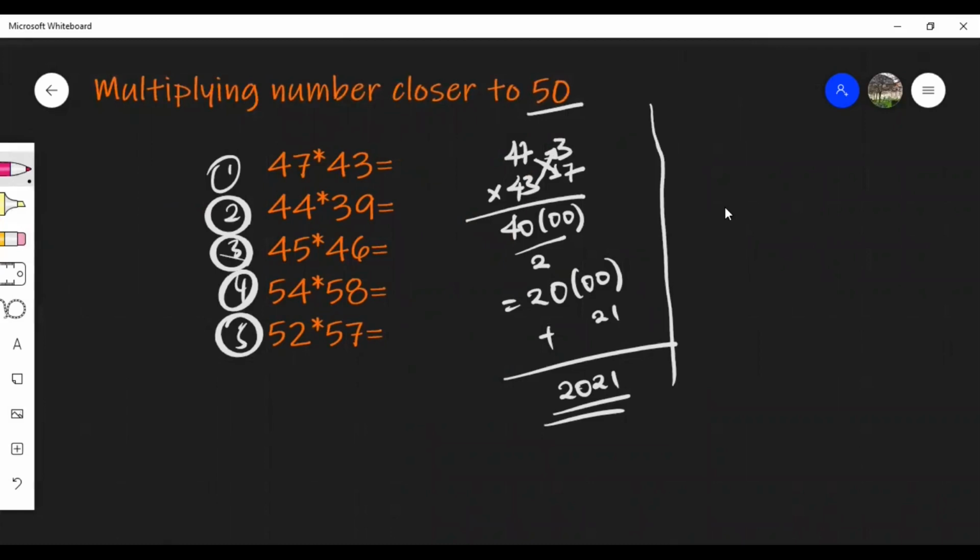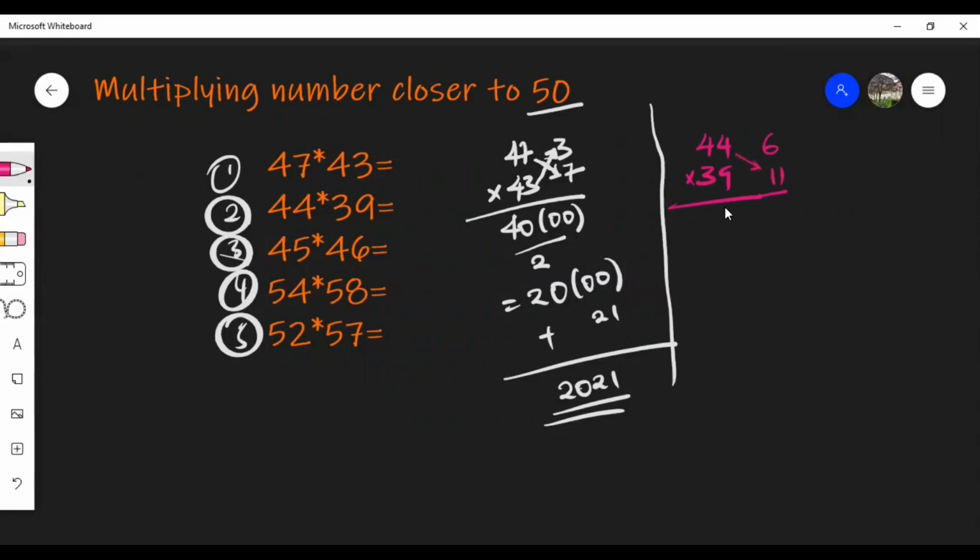Second question is 44 by 39. Now again, it's the same principle you use. You look at what's the difference between 44 and 50, and you get 6. And 39 and 50, you get 11. Any way you subtract, you get the same answer. So for me, now I want to subtract. I want to use this one, it is easier.